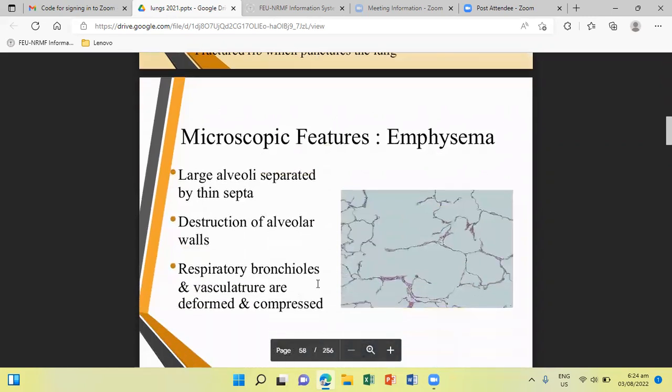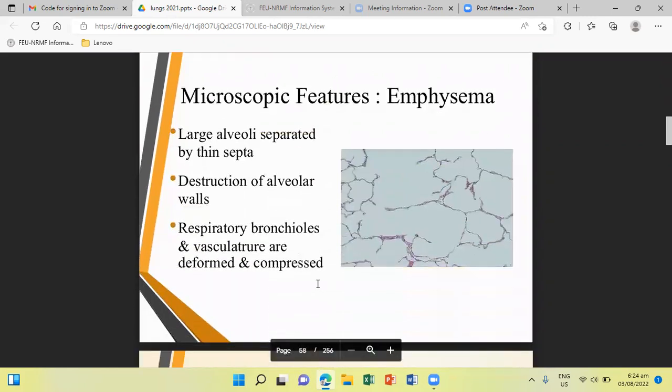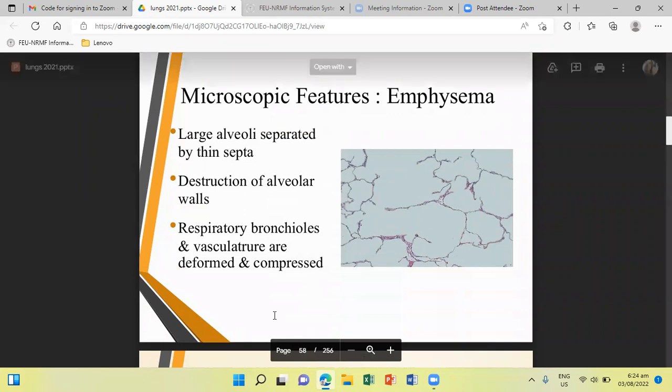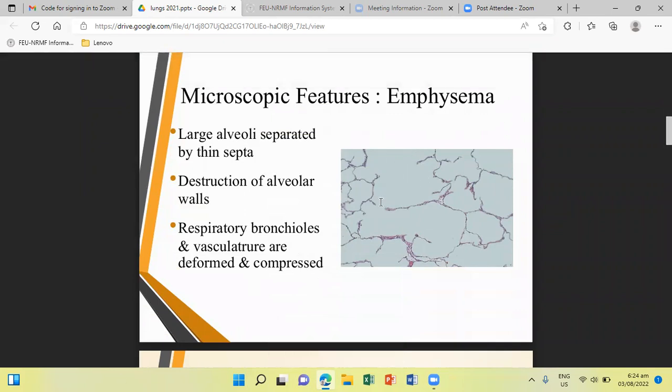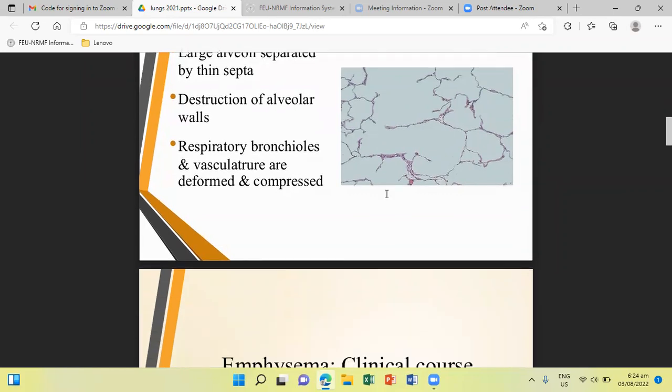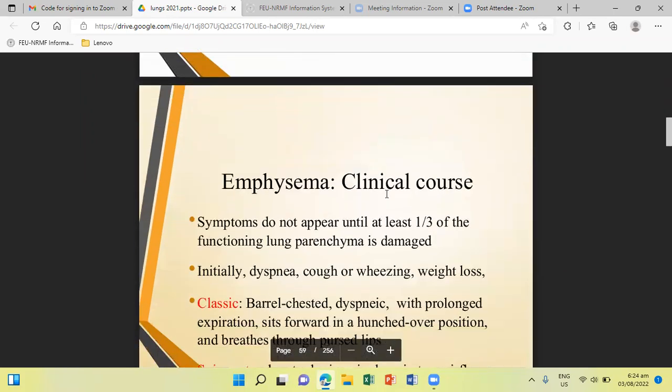So take a look at this microscopic illustration. As I have said, it is expected that the alveoli are enlarged. It is accompanied by destruction of the alveolar walls. So the abnormally large alveoli are separated by thin septa, and usually there is destruction of the alveolar walls accompanying it. So how do you diagnose your patient again?